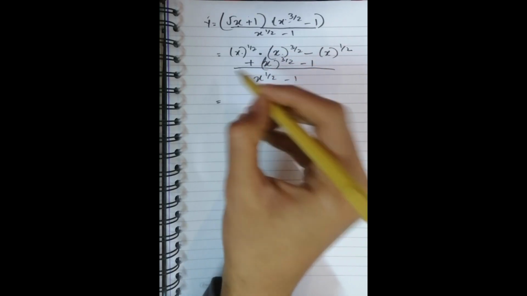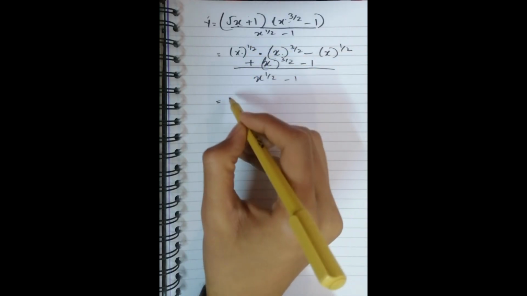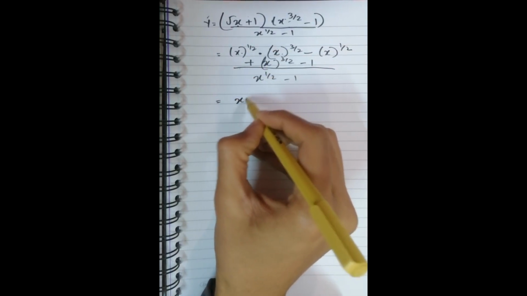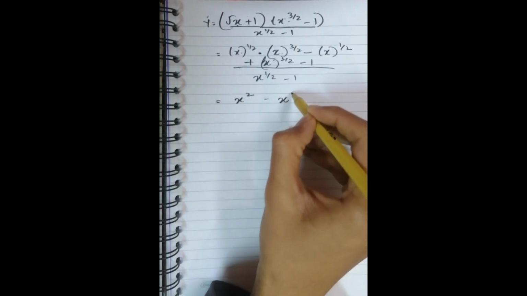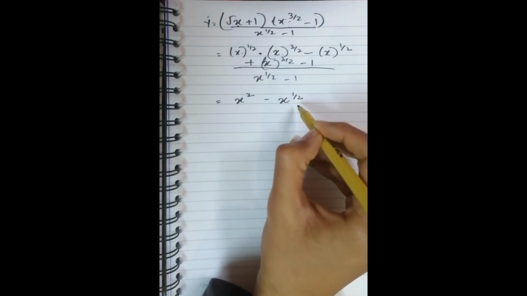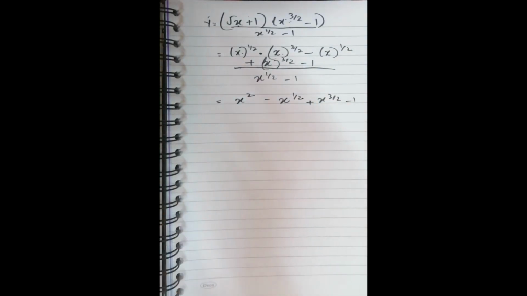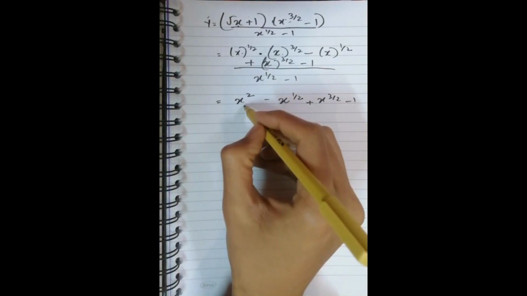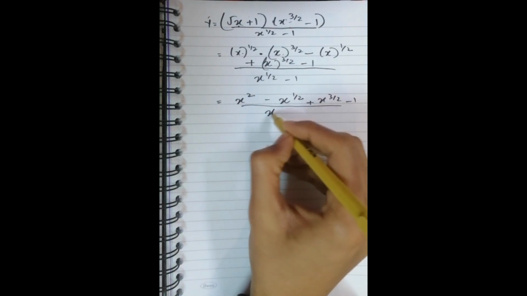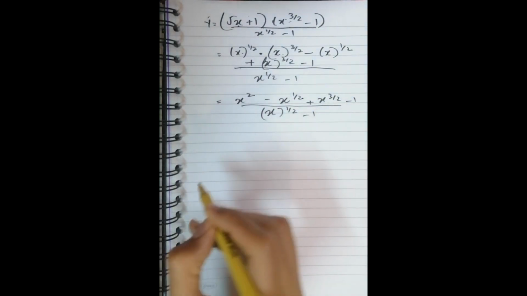Now, when the bases are the same, the powers are added. 3 plus 1 is 4. So 4 divided by 2 is 2. So x power 2 minus x power 1 by 2, okay, plus x power 3 by 2 minus 1, okay? And in the denominator, we have x power 1 by 2 minus 1, okay?